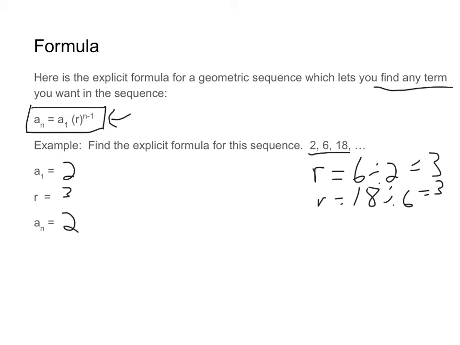R is 3. Okay, and I like to use parentheses. You could use just a multiplication symbol here, that's fine. Whatever you want, just know you're multiplying. And then my exponent always stays as n minus 1.